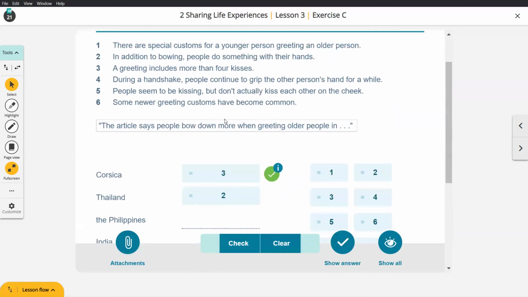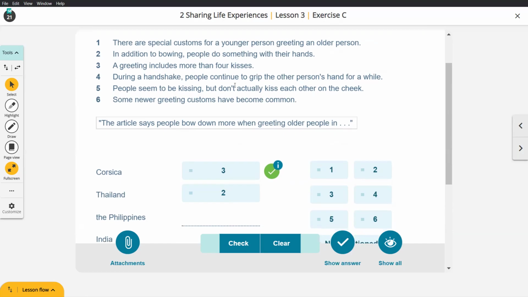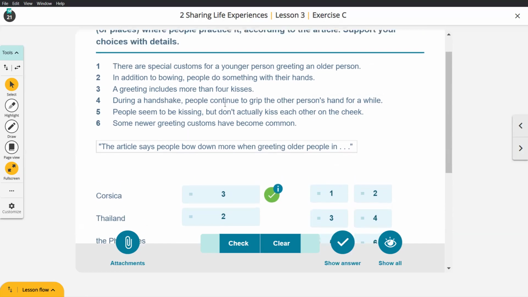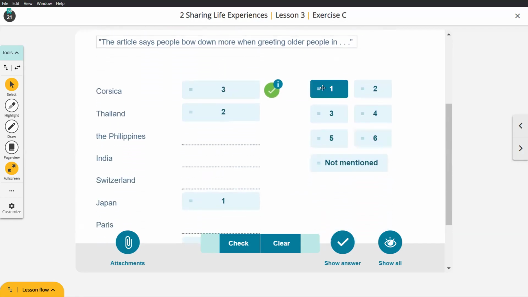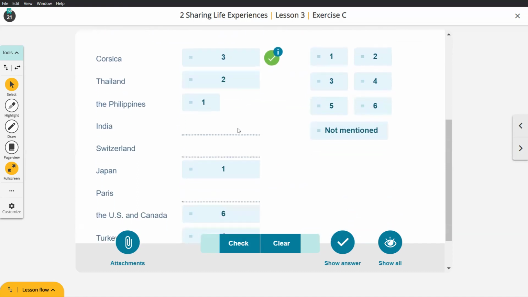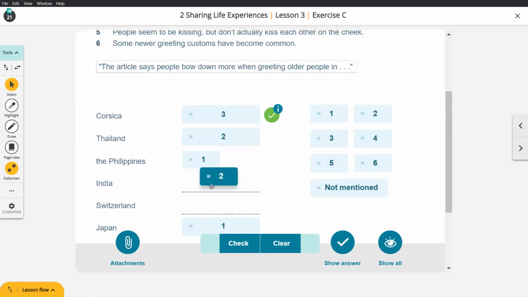What does it say? There are special customs. A greeting includes more than 4 kisses. People do something with their hands. Which one? Option one, maybe. Okay, so let's see. About India, does it mention something? True, number 2. Okay.